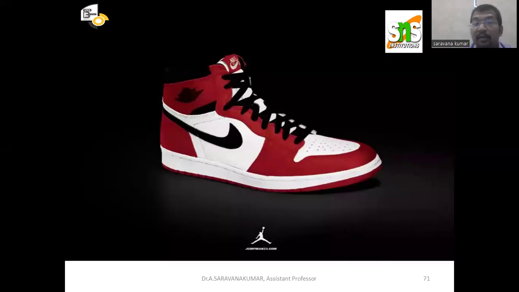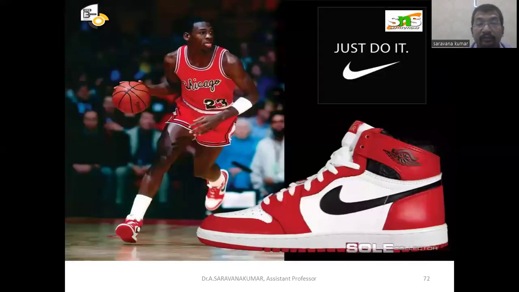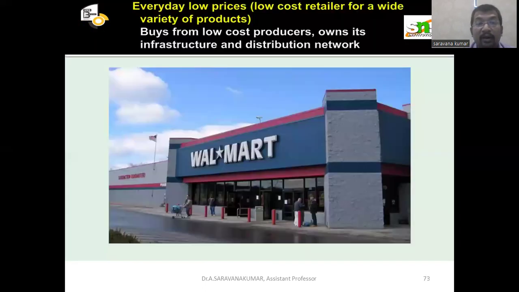You can see the example of Nike, just do it. And also the example of Walmart, the biggest retail store. It is a success all around the world, number one. Why? Every day low prices of products, but a wide variety of products to sell in that Walmart. It buys from low cost producers and owns its infrastructure and distribution network.